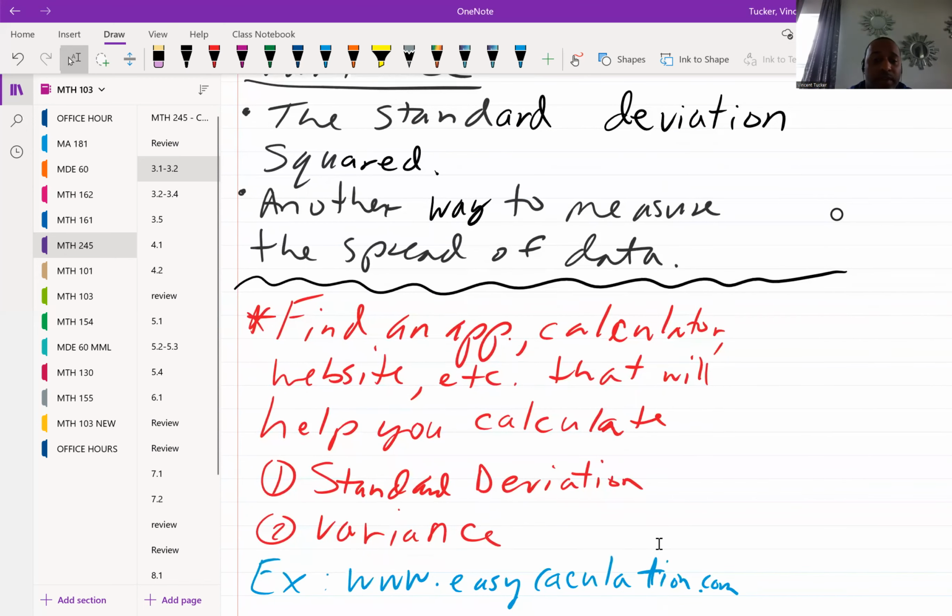I'm going to show you an example of that. So we have easycalculation.com. I'll show you that one. You can use that one if you want. You don't have to. You may want to download something onto your phone. I'm not asking you to pay for anything, so I'm talking about free stuff. If you decide to buy a calculator or pay for an app, that's fine. That's on you. But there are a bunch of free things out there that can calculate these things for you. And I'll show you that in a second, just giving you guys a chance to write down everything.